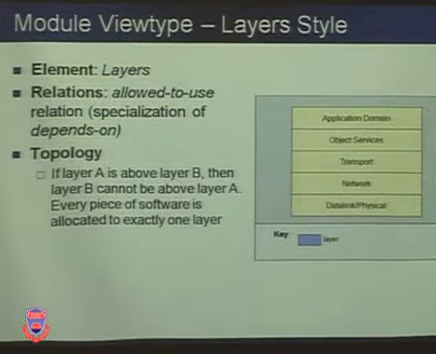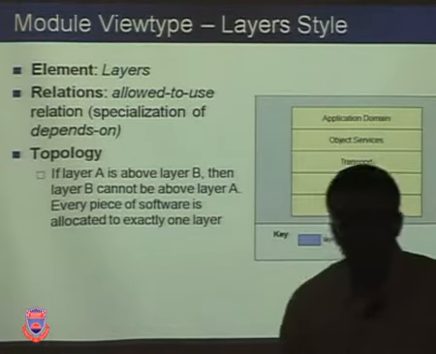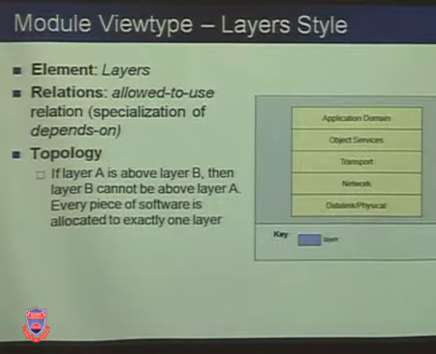This one is larger, the layer style, that's the fourth style. The element here is layers. The relation is allowed to use. The relation is again a specialization of depends on. This is an example of a layers view, and the modules here are layers. What's the topology constraint? If layer A is above layer B, then layer B cannot be above layer A. Every piece of software is allocated to exactly one layer.